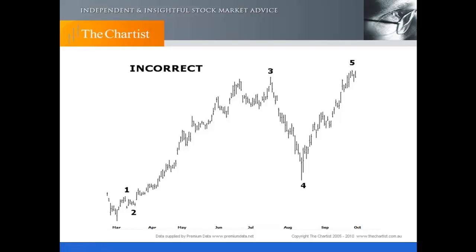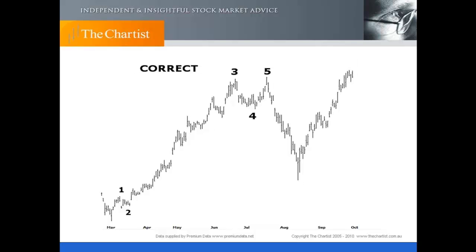The way this chart is labelled is incorrect. Notice the depth of wave 2 and wave 4. Now remember, one of the guidelines is that wave 2 tends to be the deepest and wave 4 tends to be shallower. It's clearly not the case here. So this is clearly not a proportional chart. So this would be deemed as an incorrect labeling of that particular price action.